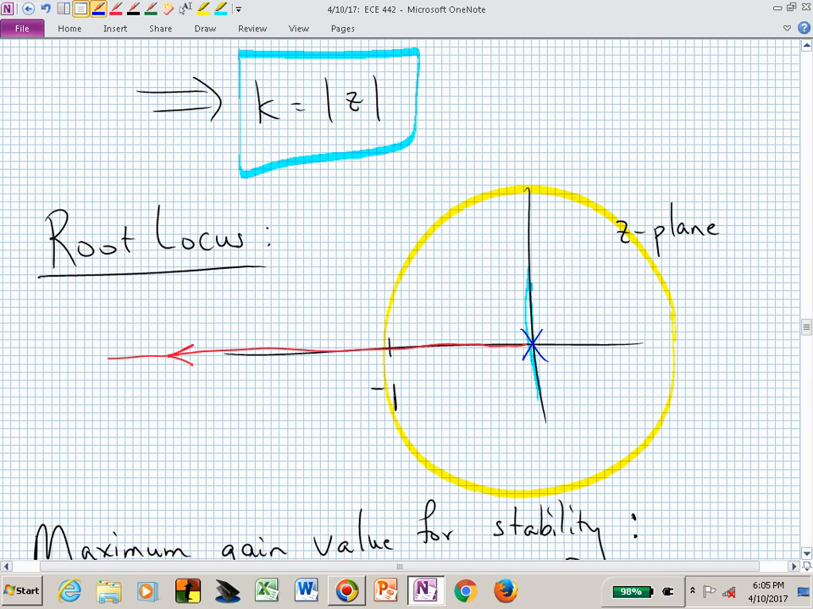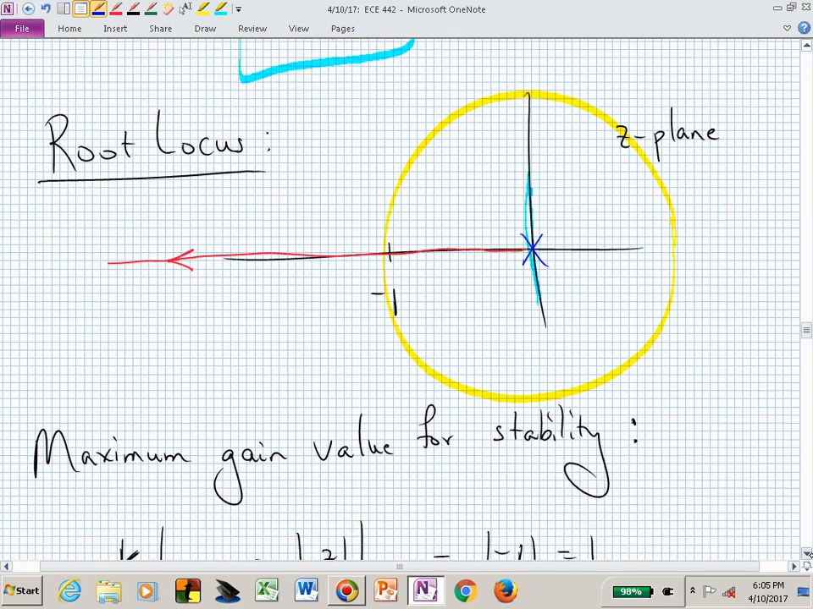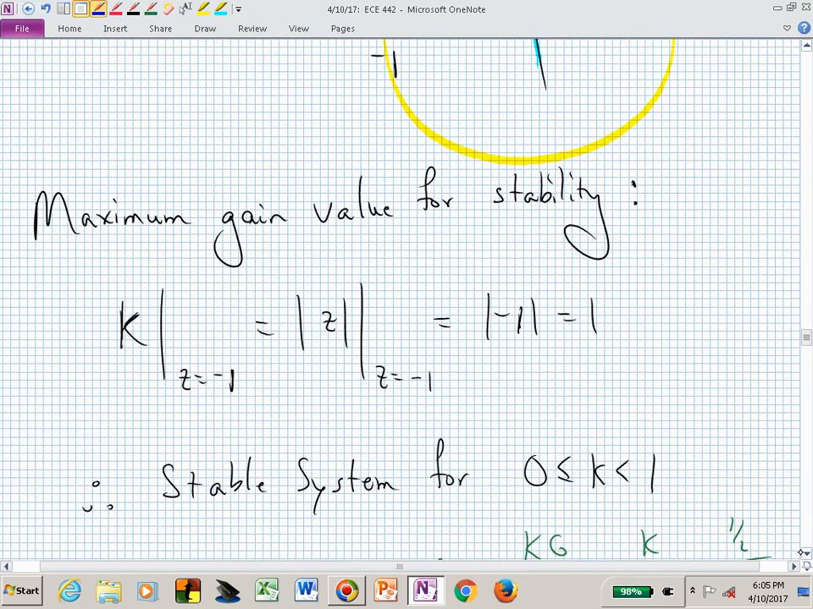What's the lower bound on k in this case? 0. We wouldn't have to even inject a magnitude for k in order for our pole, which started at the origin, to stay at the origin. So in this particular case, for a stable system, k lives between 0 and 1. We crank it up more than 1, and we zip outside the unit circle.